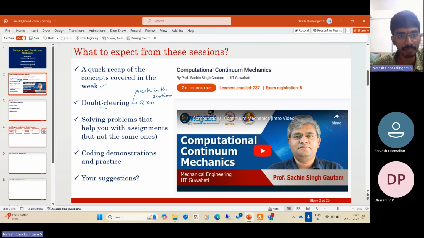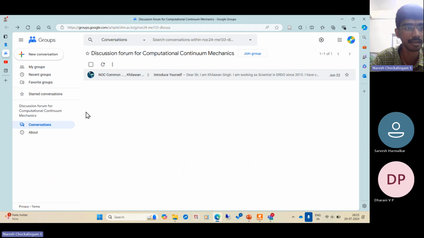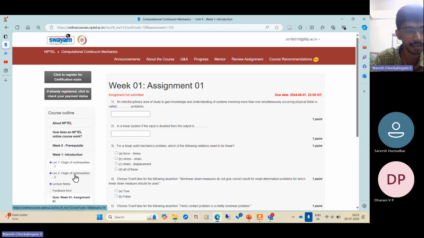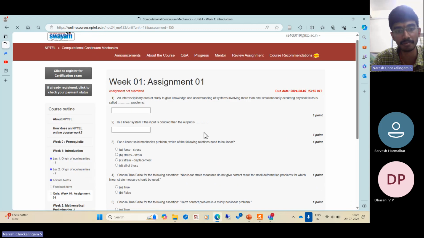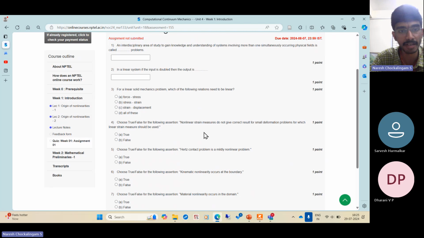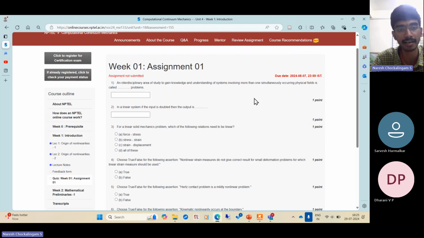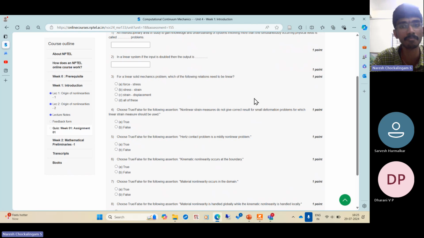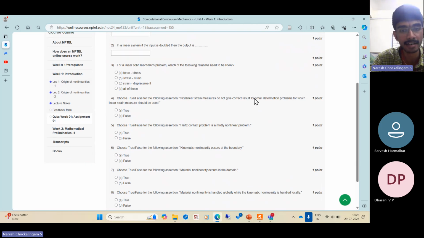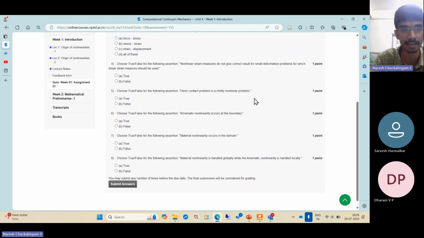So we'll start with a recap, then you can ask your doubts. Then we'll also solve some problems that will help you with the assignments. For example, this session will be focused towards assignment 1. Assignment 1 is due on 7th August. As you can see, for this week, most of the questions are theory type. So you don't have any problems to solve as it is, but we will solve some problems to get the concepts cleared and also to help with some of the basics.